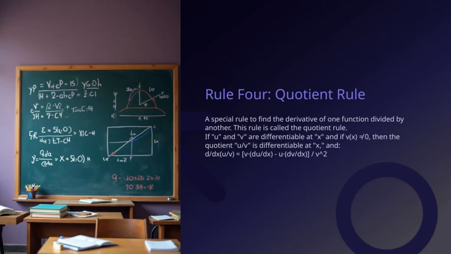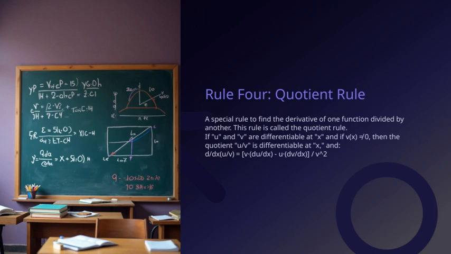Now, let's talk about a special rule for finding the derivative of a quotient of two functions. This is called the quotient rule. The key idea here is that if you have two functions, u and v, and both are differentiable at a point x, and importantly, if v at x is not 0, then the quotient u divided by v is also differentiable at that point. The quotient rule gives us a formula to find the derivative of this quotient.